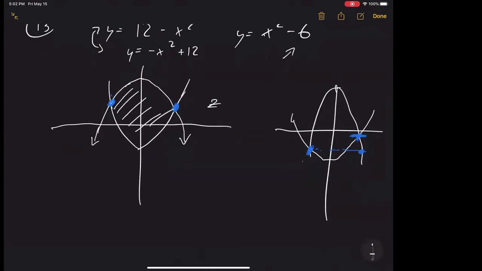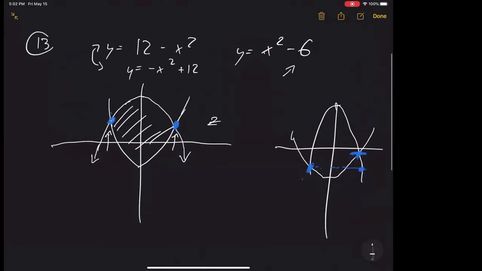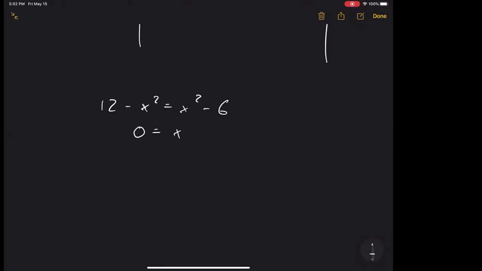I know my general region is going to look something like that, and I'm going to have these two points of intersection, and I need to figure out where those are. So let's figure out where these points intersect. Those points are going to intersect where the two curves are equal to each other. So let's set the two curves equal to each other. And then, like I said in the lecture video, if you watch that, let's move everything to one side of the equal sign.